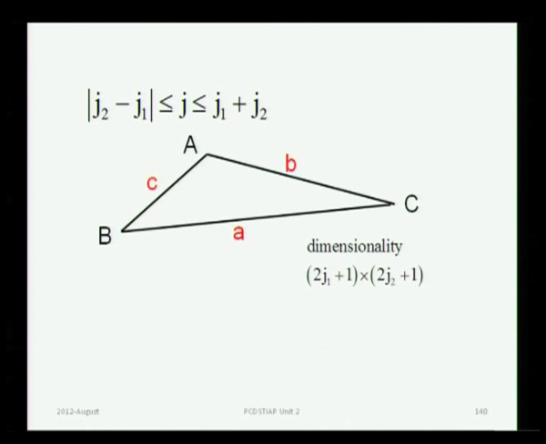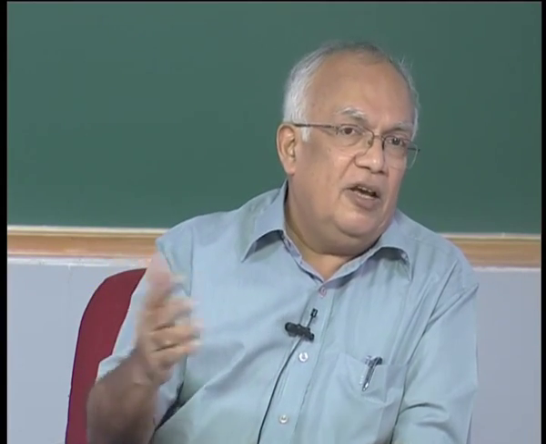You also learned today that the dimensionality of the basis must be 2J1 plus 1 times 2J2 plus 1, as we expected already from our reasoning that it is the same product space which is being expressed in a different basis set, which is the eigenbasis of the coupled angular momentum.